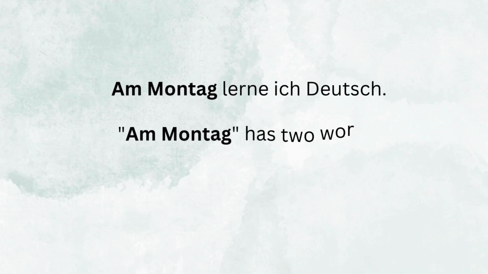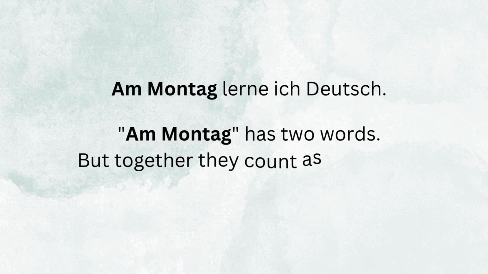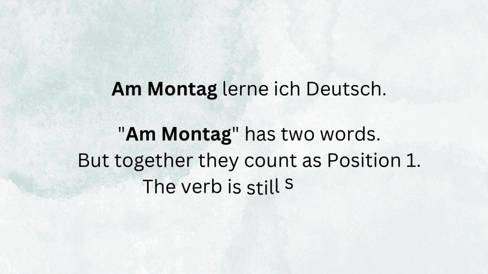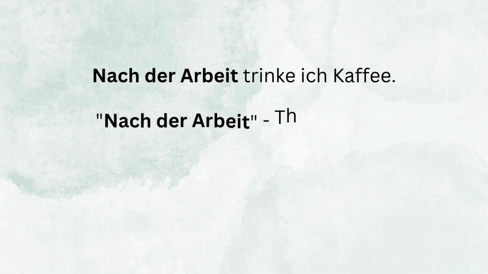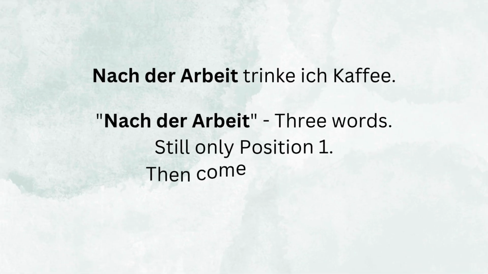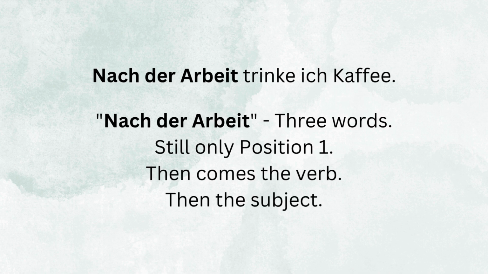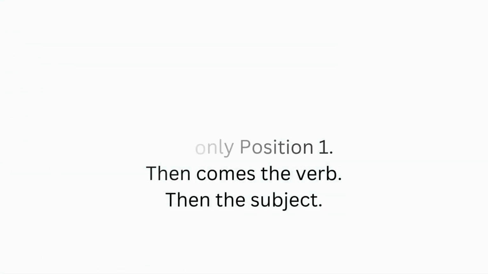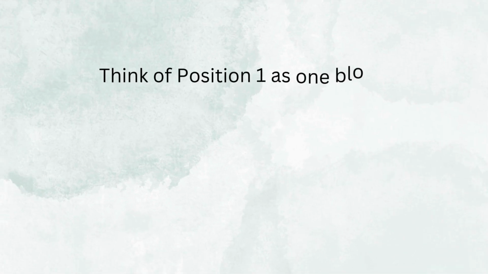Let's make something clear. Position does not mean one word. It means one sentence element. Look at this sentence. Am Montag lerne ich Deutsch. Am Montag has 2 words, but together they count as position 1. The verb is still second. Another example. Nach der Arbeit trinke ich Kaffee. Nach der Arbeit, 3 words. Still only position 1. Then comes the verb. Then the subject.